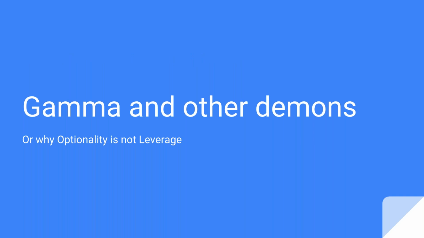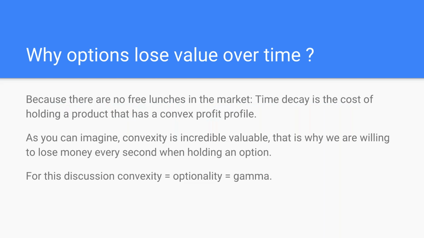So for that, I am going to talk about Gamma. And the title is Gamma and Other Demons, or Why Optionality is Not Leverage. And that's kind of what I want when we end this presentation. That's the key concept that I want everyone to have in their minds. Why optionality is not leverage. Why options are not like anything else out there.